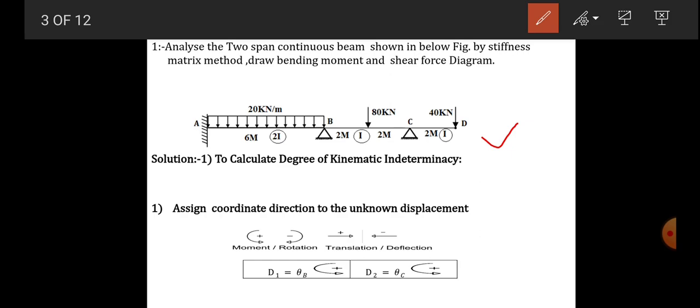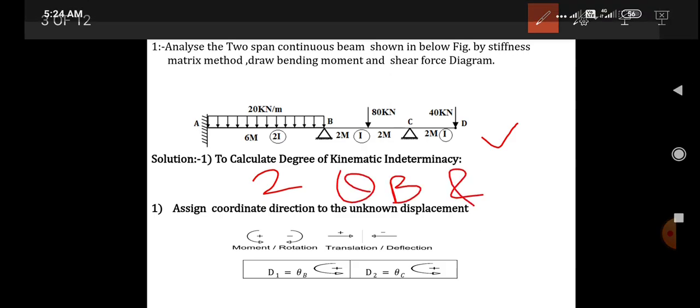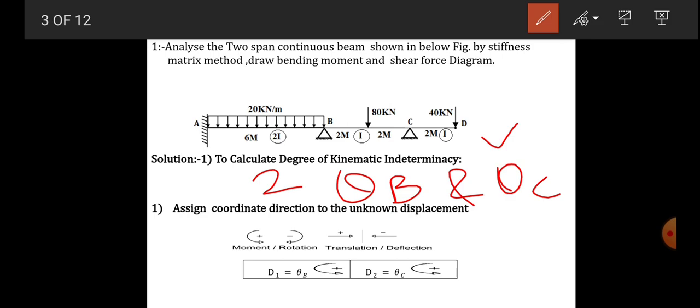The first step, as usual, calculate the degree of kinematic indeterminacy. So here there is rotation at B and at C. So the degree of freedom is 2, and those are theta B and theta C.